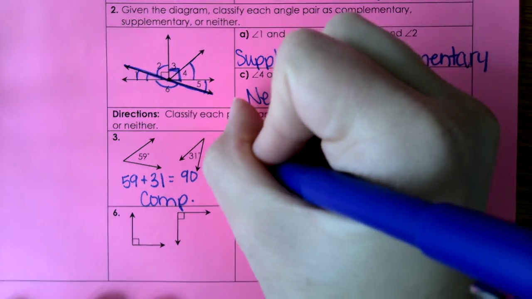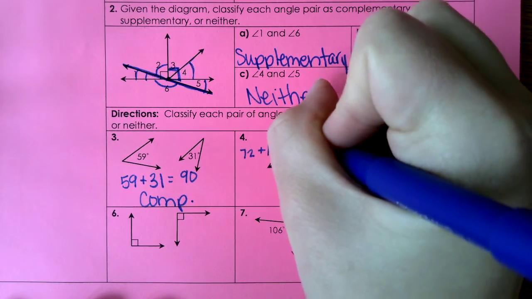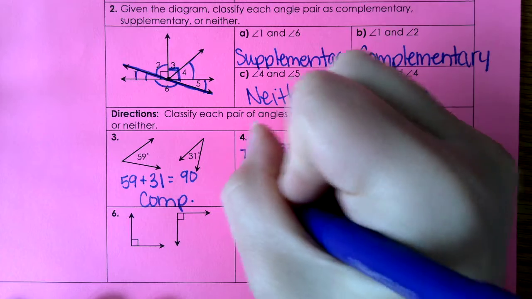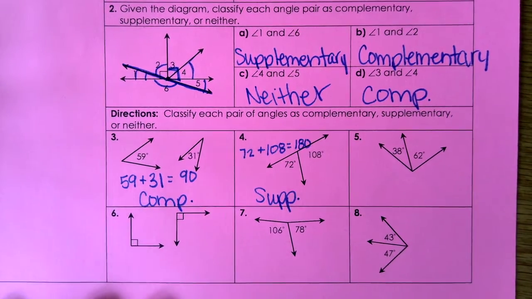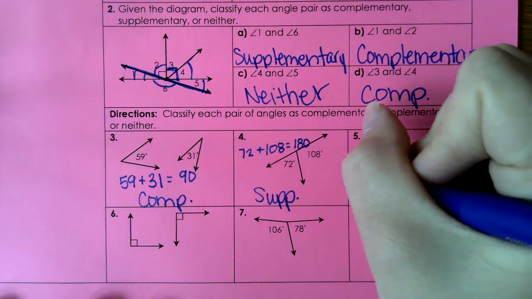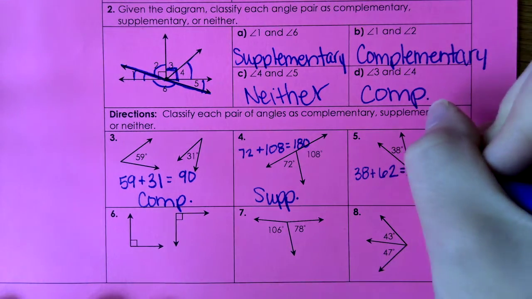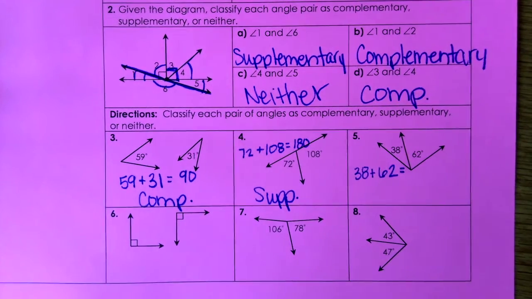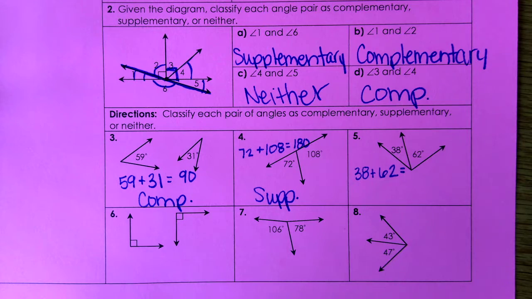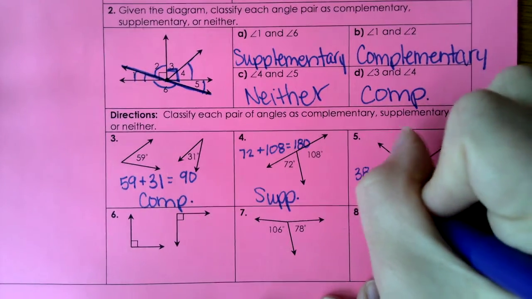Okay, what's 72 plus 108? 180. In this picture you could tell that created a straight line. So what kind of angles are these? Supplementary. What's 38 plus 62? That's 100. So what kind of angles are these? Neither. There's no special name for that.